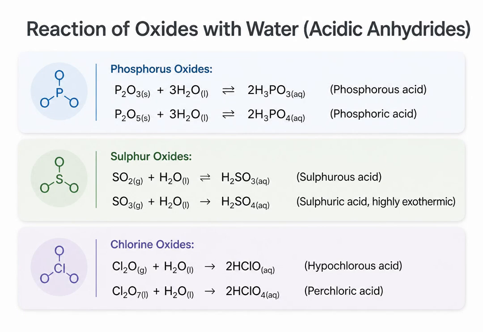The non-metal oxides on the right side of the period act as acid anhydrides. When they dissolve in water, they form acidic solutions. Phosphorus(III) oxide yields phosphorous acid, while phosphorus(V) oxide yields phosphoric acid. Sulfur dioxide dissolves to form weak sulfurous acid, but sulfur trioxide reacts violently and exothermically to produce strong sulfuric acid. The various oxides of chlorine react with water to form a range of strong oxyacids, from hypochlorous acid all the way up to perchloric acid.